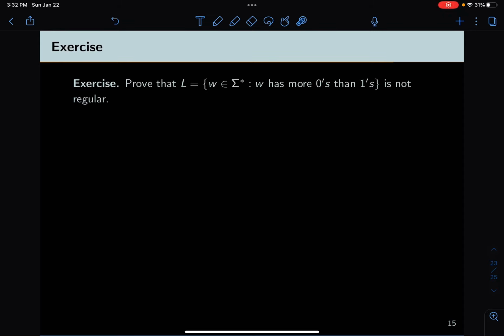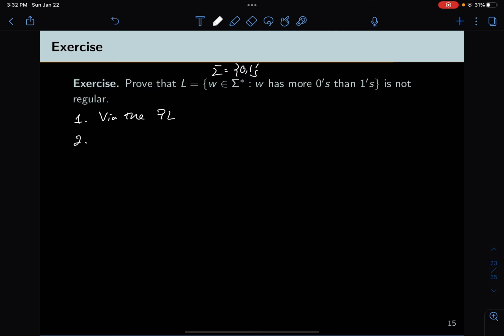Okay, hello everyone. So in this video, we're going to try to prove that the language L, where L is a set of strings over an alphabet, and here I should have specified, but the alphabet should be {0, 1}, the language over the alphabet {0, 1} where all the strings have more zeros than ones, is not regular. We could do this via the pumping lemma.